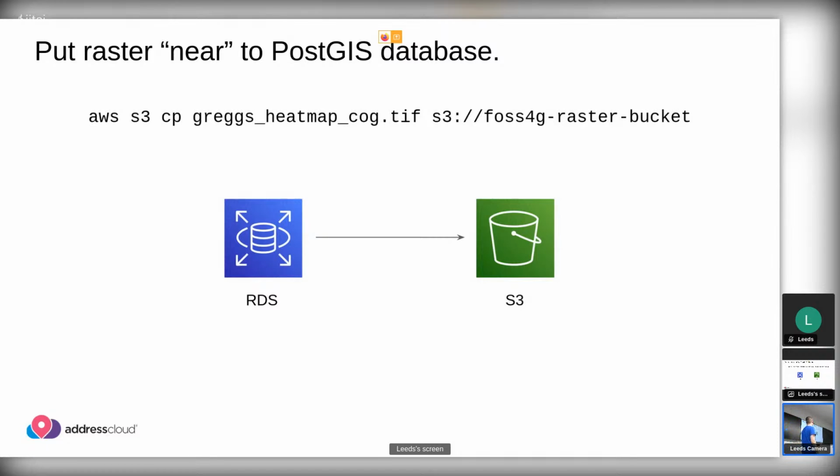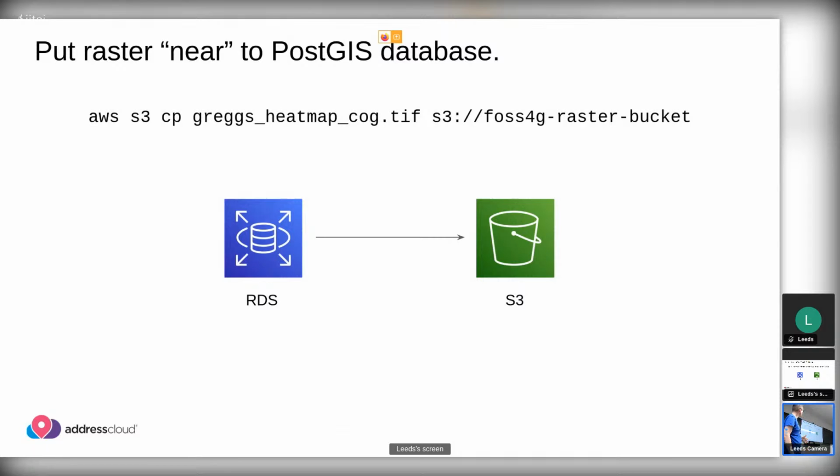It's file optimized. So one thing that you might consider is putting it into a bucket. That's what the AWS S3 copy, Greg's heat map, called it, put it in the run bucket. Bucket names are global. I have no idea if this exists, so I just made it up.